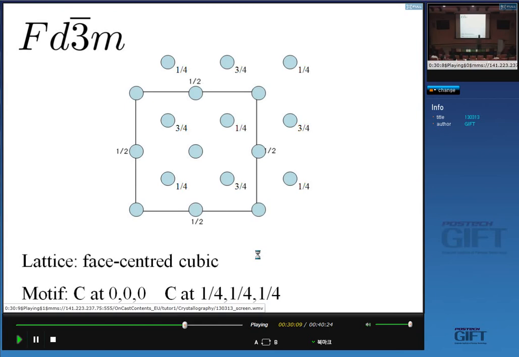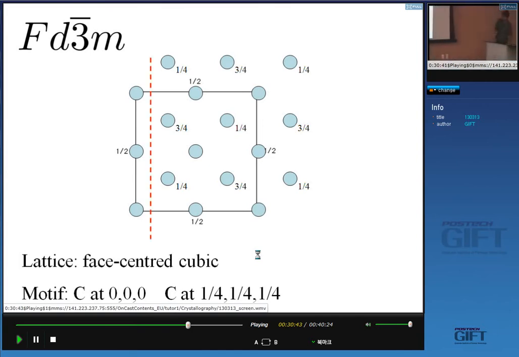Now the space group symbol is F because it's a cubic F lattice. Now D implies that there is a glide plane, right? So can you see where there is a glide plane? Correct.